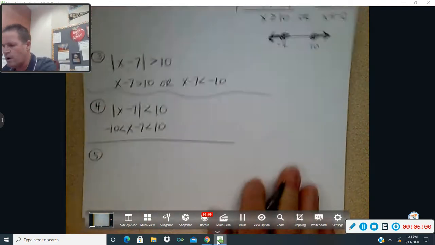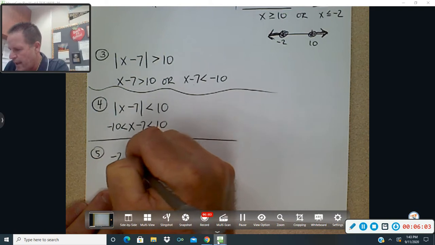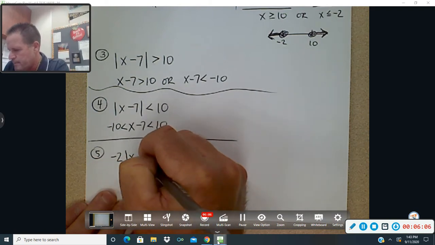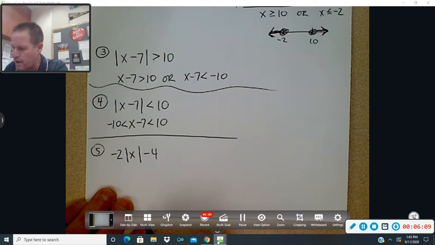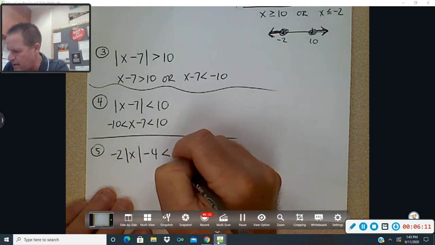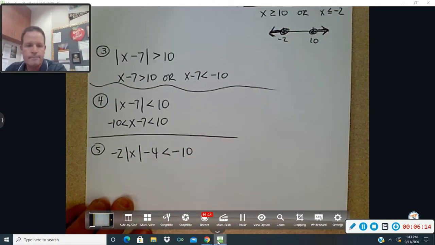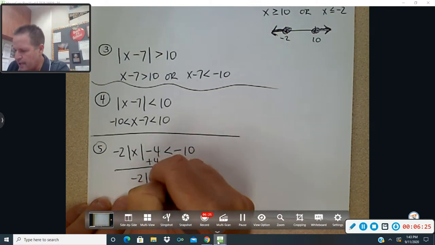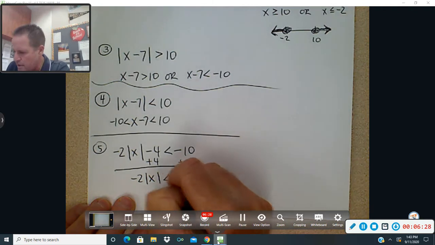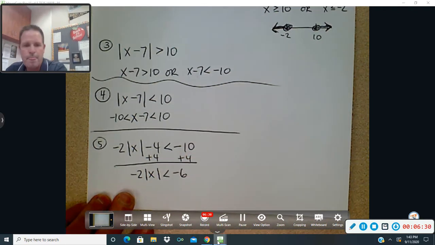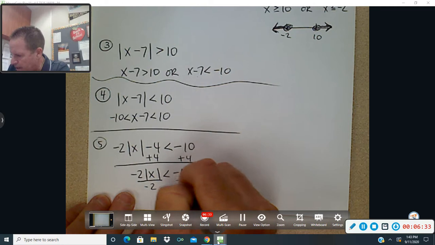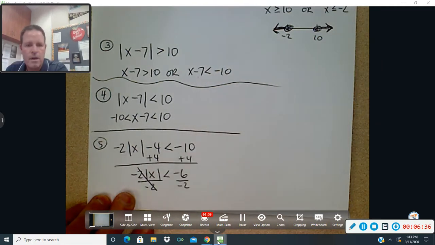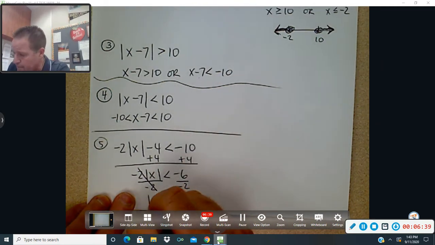Let's solve this one all the way through. Negative 2, absolute value of x minus 4, the minus 4 is outside, is less than negative 10. Okay, so we need to get the bar stuff by itself. Well, first thing we're going to do is add 4 to make that happen. So negative 2, absolute value of x, is less than negative 6. We're going to divide each side by negative 2. We got it. But remember, when I divide by a negative, I got to flip the symbol.